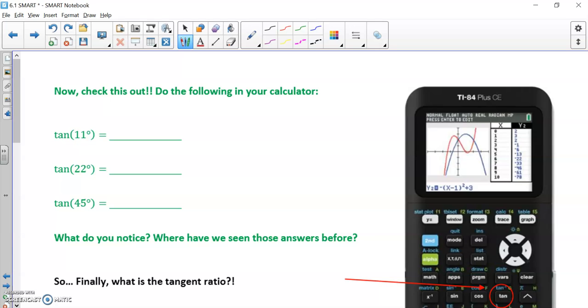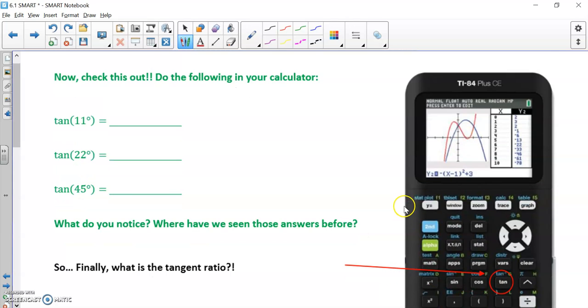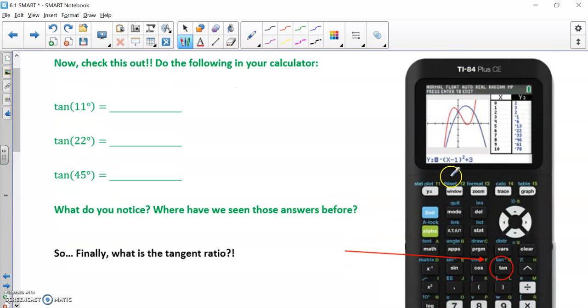In your calculator, and I don't know how many of you have a calculator, but I will have you download the free TI-84 that TI is offering us for Chromebooks for virtual learning, and the link for that is available on my general information tab in my Open Math. Let me know if you need help finding that. But it's going to be this button on your calculator, and we are going to calculate the tangent of all of these angles.